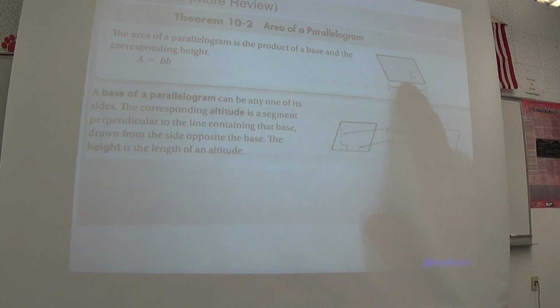The only difference is, to find the height, you've got to find the distance from this vertex to the base, because the height isn't this. This would be called a slant height because it's slanted, right? Slanted is not straight up and down. This would be the height where it's straight up and down.